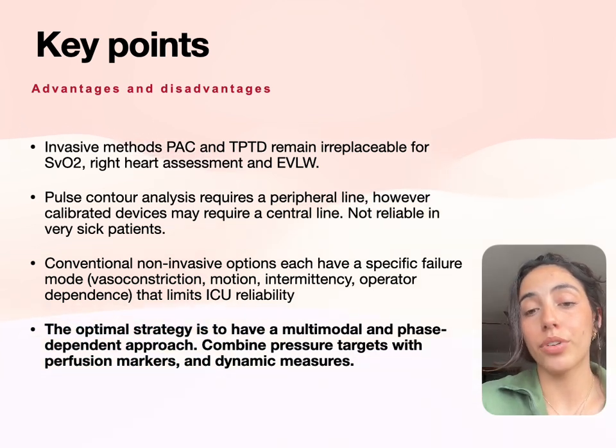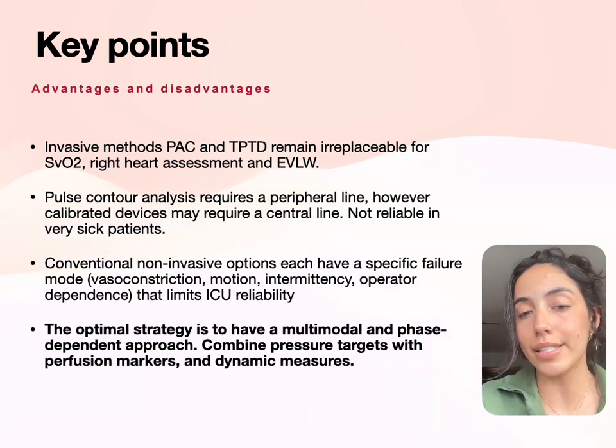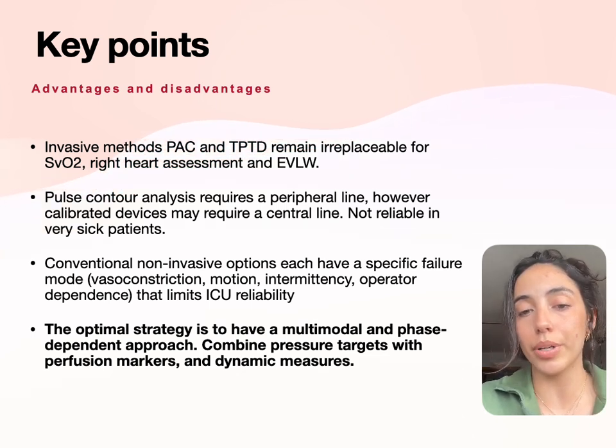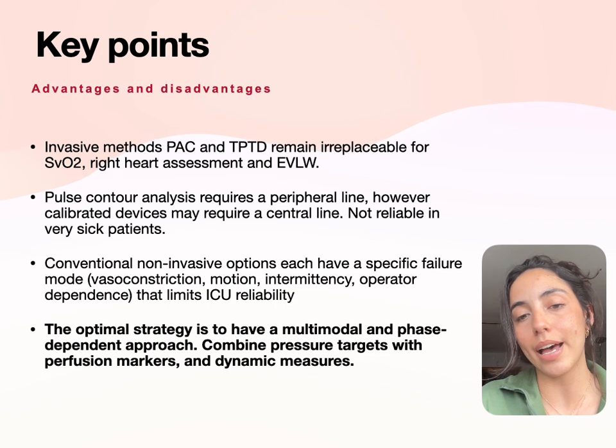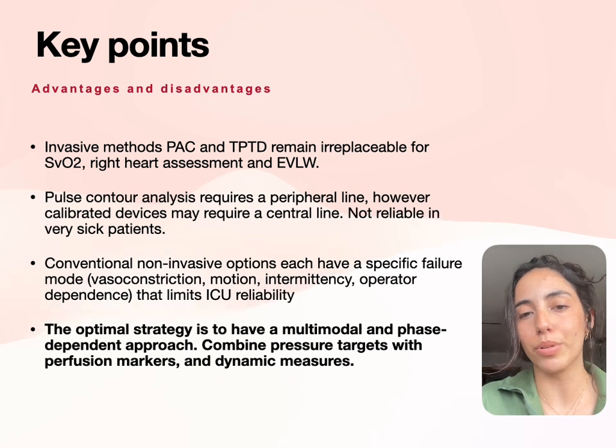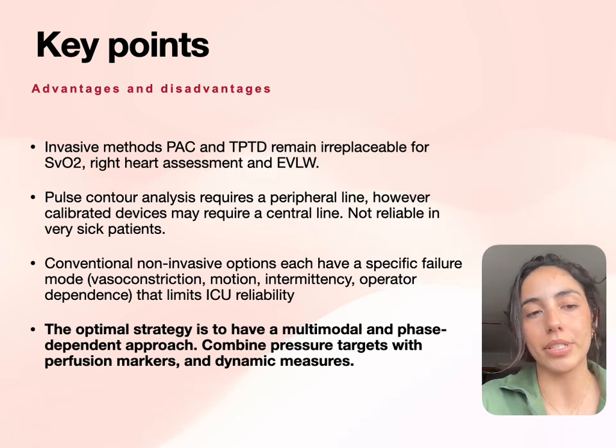In the case of pulse contour analysis, they are going to require a peripheral arterial line, so they are significantly less invasive than a central line, for example. However, the devices do need to be calibrated, and uncalibrated devices have a very high margin of error, and therefore it's important to remember that it's unacceptable for a device that is measuring a patient's hemodynamic status to have an error exceeding 30%, which some of the uncalibrated devices do.